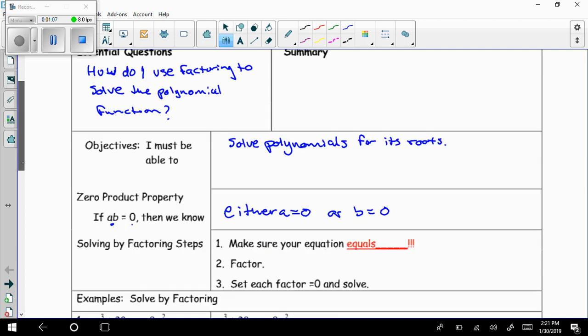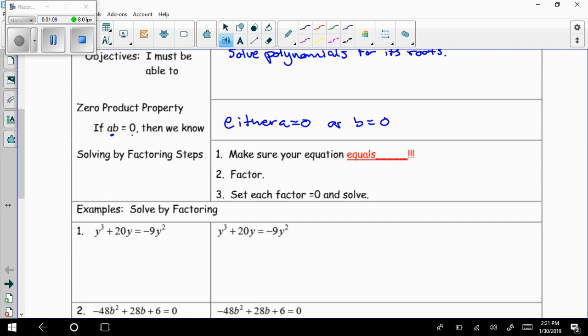So that being said, you're going to always make sure that your equation is equal to 0, because then we can use that zero product property to identify what are those values of x or y or whatever our variable happens to be. Then we can factor, and then again we can use that rule. We have factors that are being multiplied by each other, so we know that if any of them are 0, then the whole thing goes to 0.